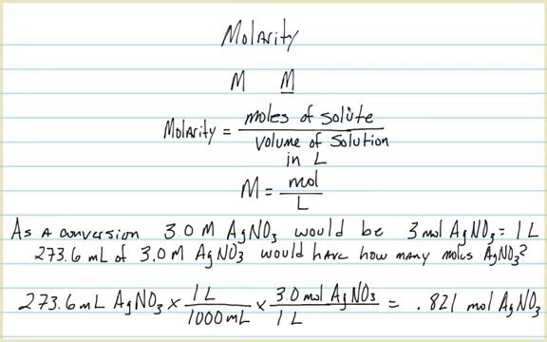Now this should make sense. Our molarity is 3 moles per liter. We have less than 1 liter of solution, so we should have less than 3 moles of silver nitrate. Our proportionality allows us to make this conversion.